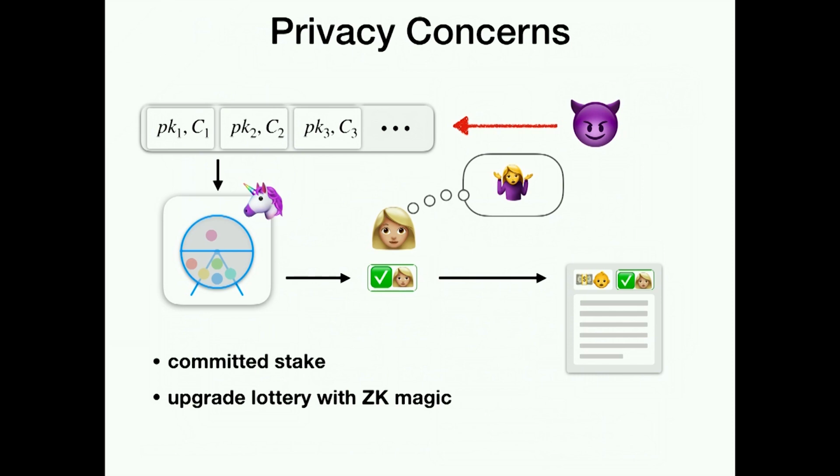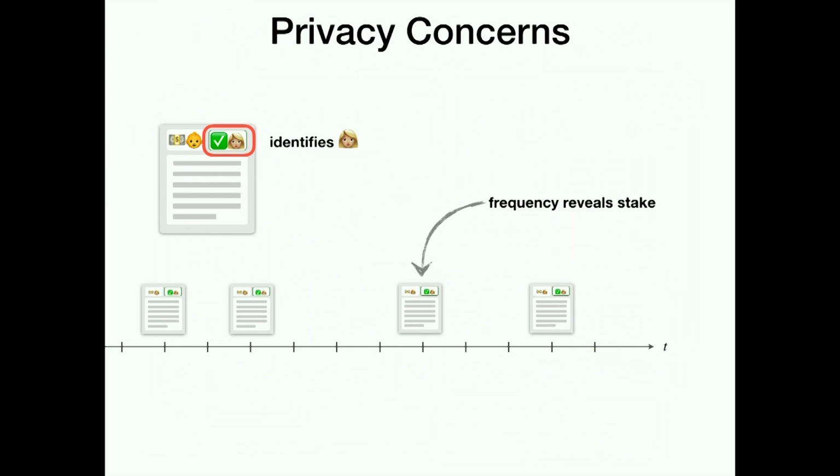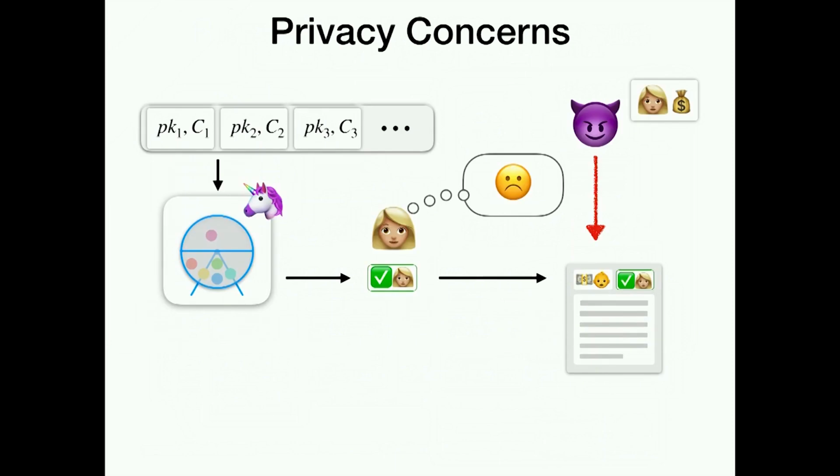Question is, if we do that, so the lottery just now works with this list, are we happy about that? The answer is no, not really, because the adversary just looks at the block. If you look at the block, the proof itself is still identifying Alice. And as this is a proof of stake lottery, your winning probability is tied directly to your stake, so the frequency will actually just reveal how much stake you have. This is particularly concerning if you have a lot of stake, because then you will publish a lot of blocks, and so we know how much stake you have. So Alice is not happy about this.